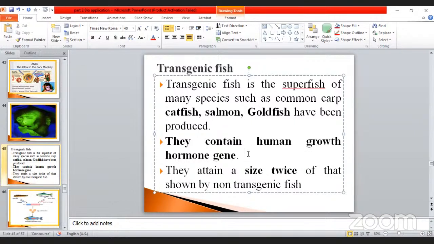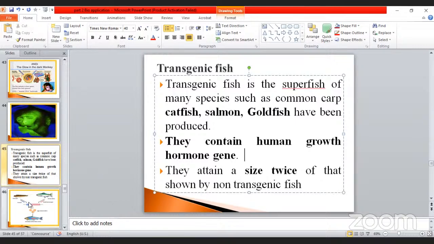Take an example of fish. The large size means it has a large weight, which is directly proportional to the size and weight. That is very, very important, my dear students. This is also done by the transgenic fish.